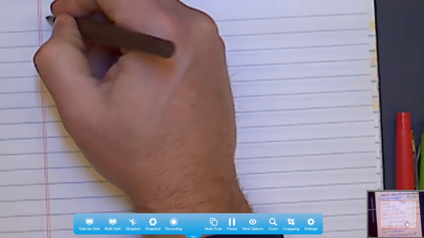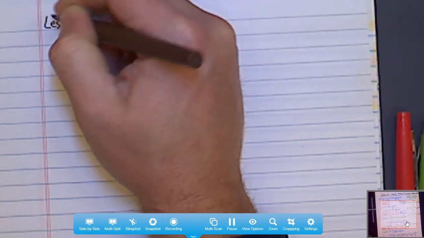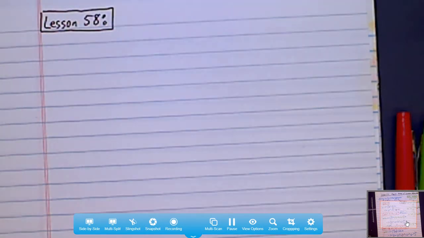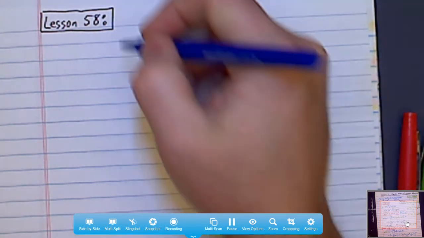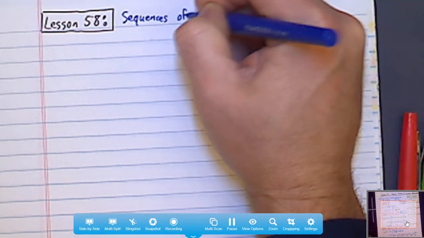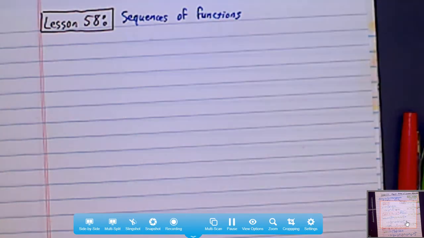So today's lesson, lesson 58, we're actually going to finally prove one version of the existence and uniqueness theorem for first order equations. But before we start, we're going to talk about sequences of functions. There are examples in the book, but I'm going to give you my own examples so you guys have some different things you can look at.